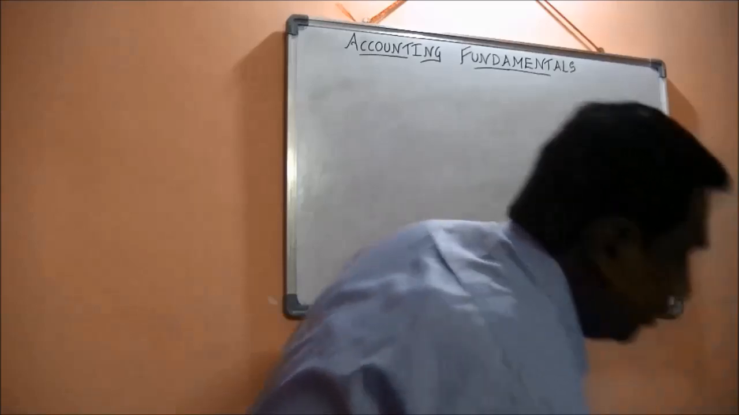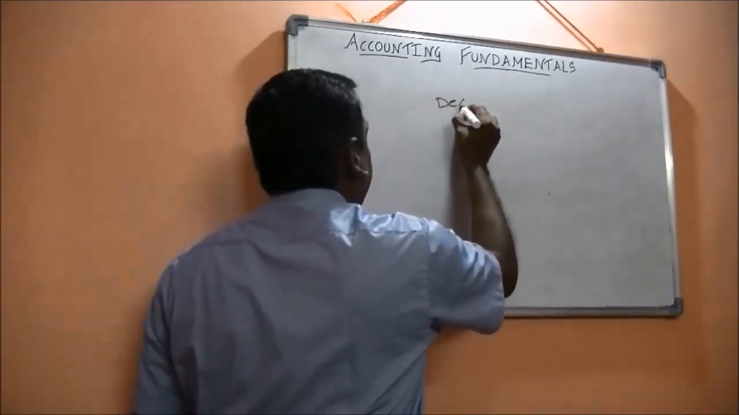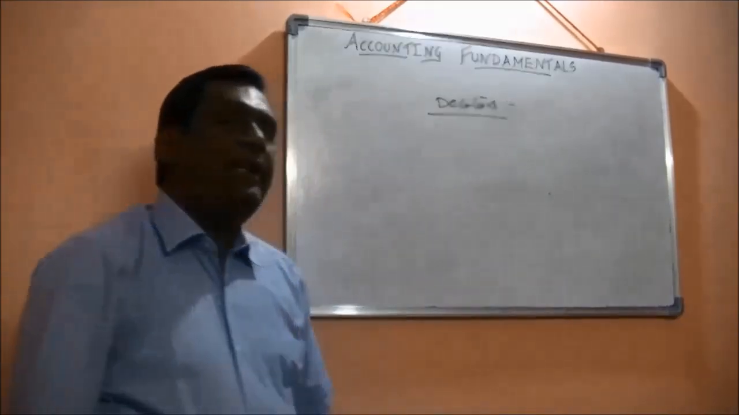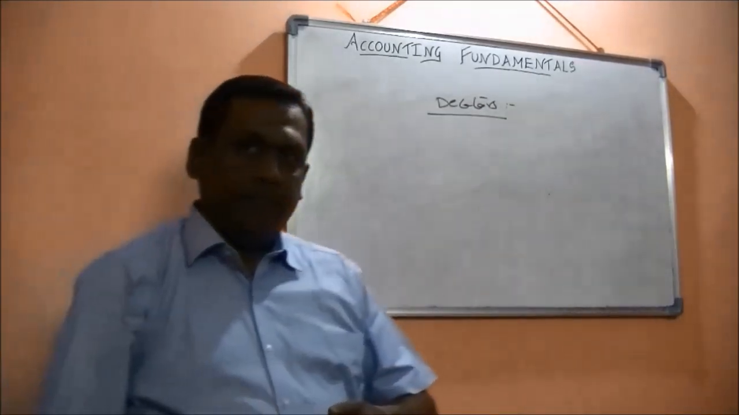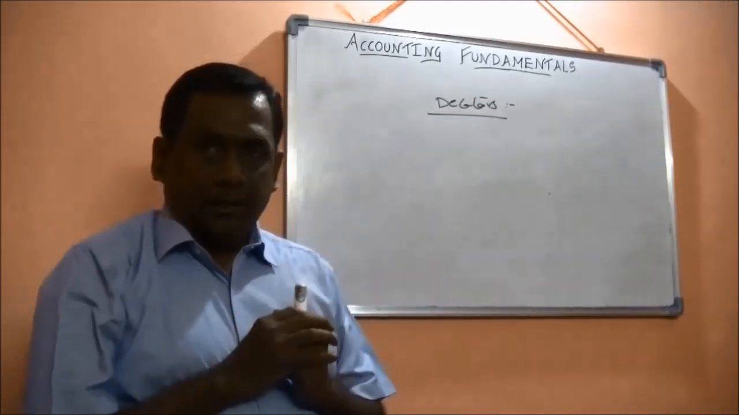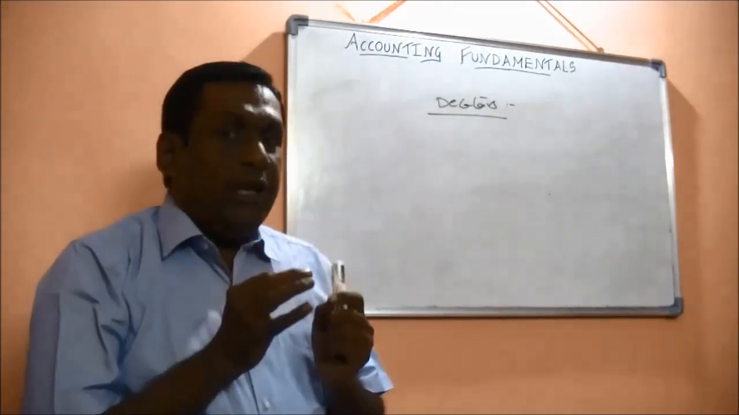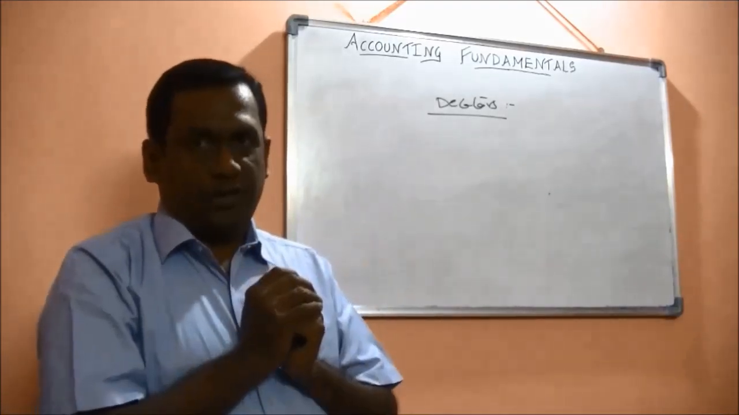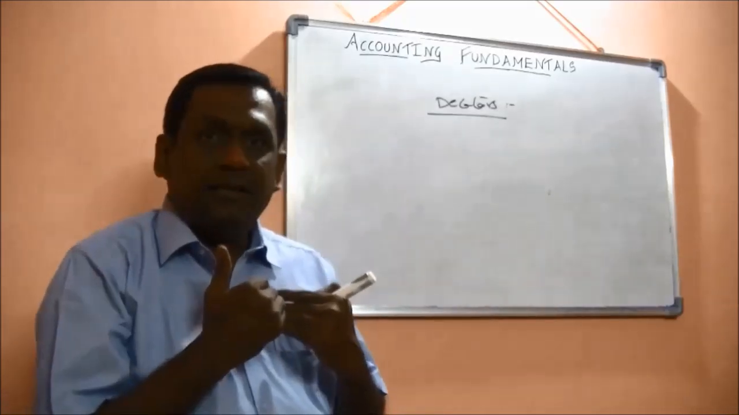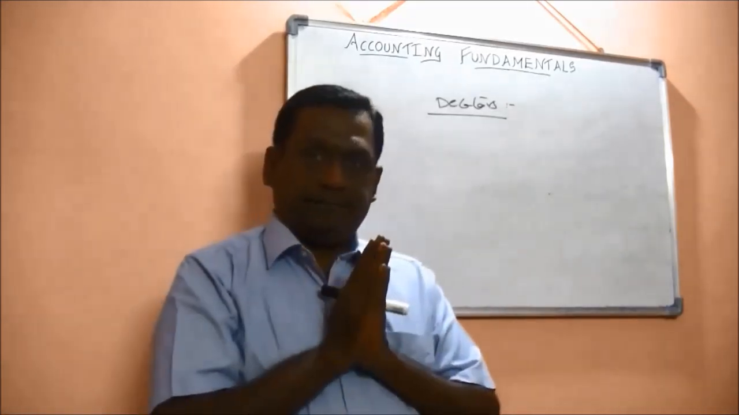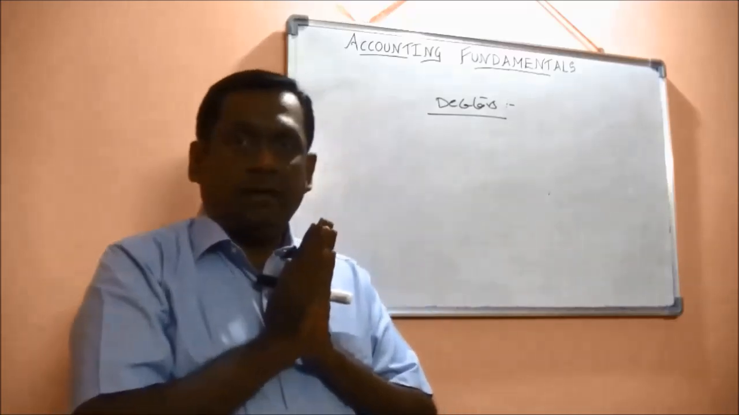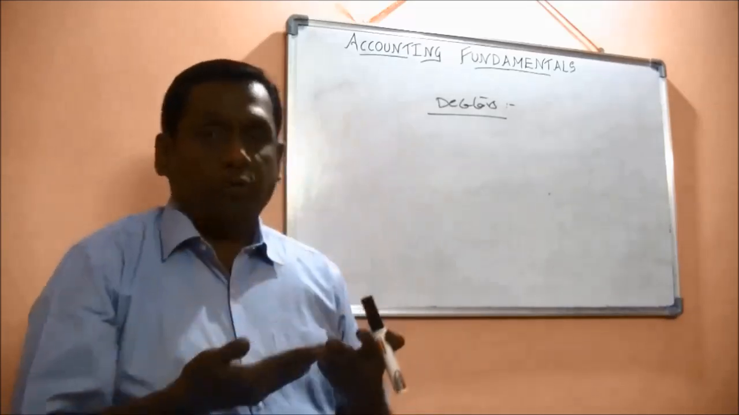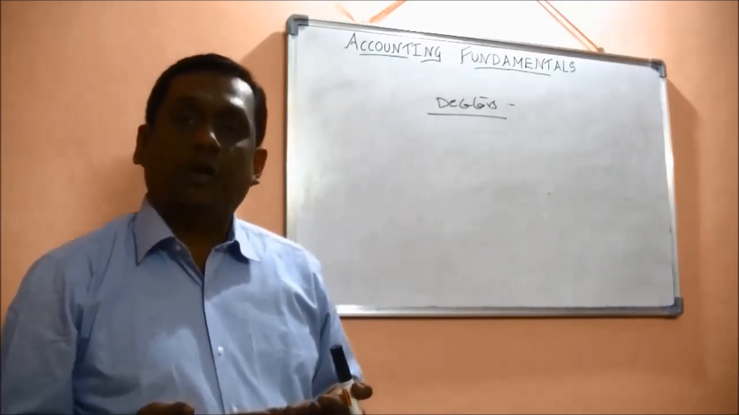Next concept is on debtors. Who is a debtor? The person who is liable to pay a certain amount to our business is known as a debtor. The person who is liable to pay a certain amount to our business is known as a debtor.